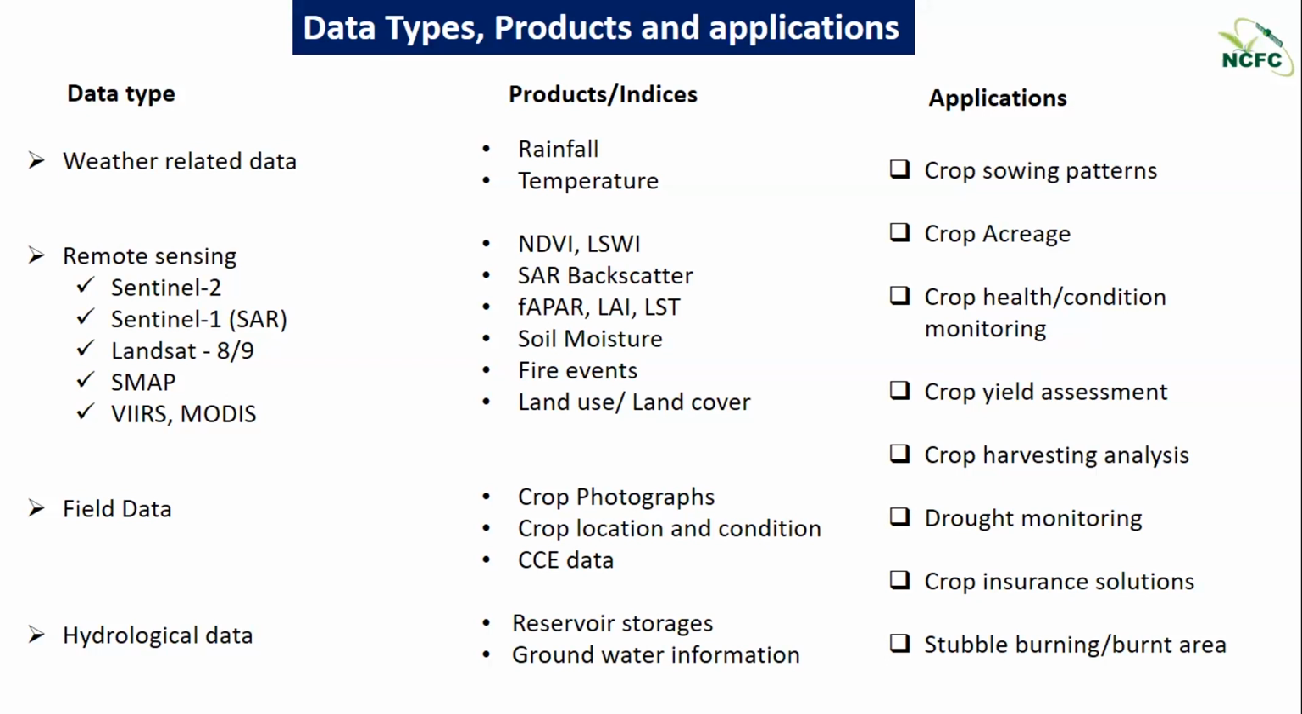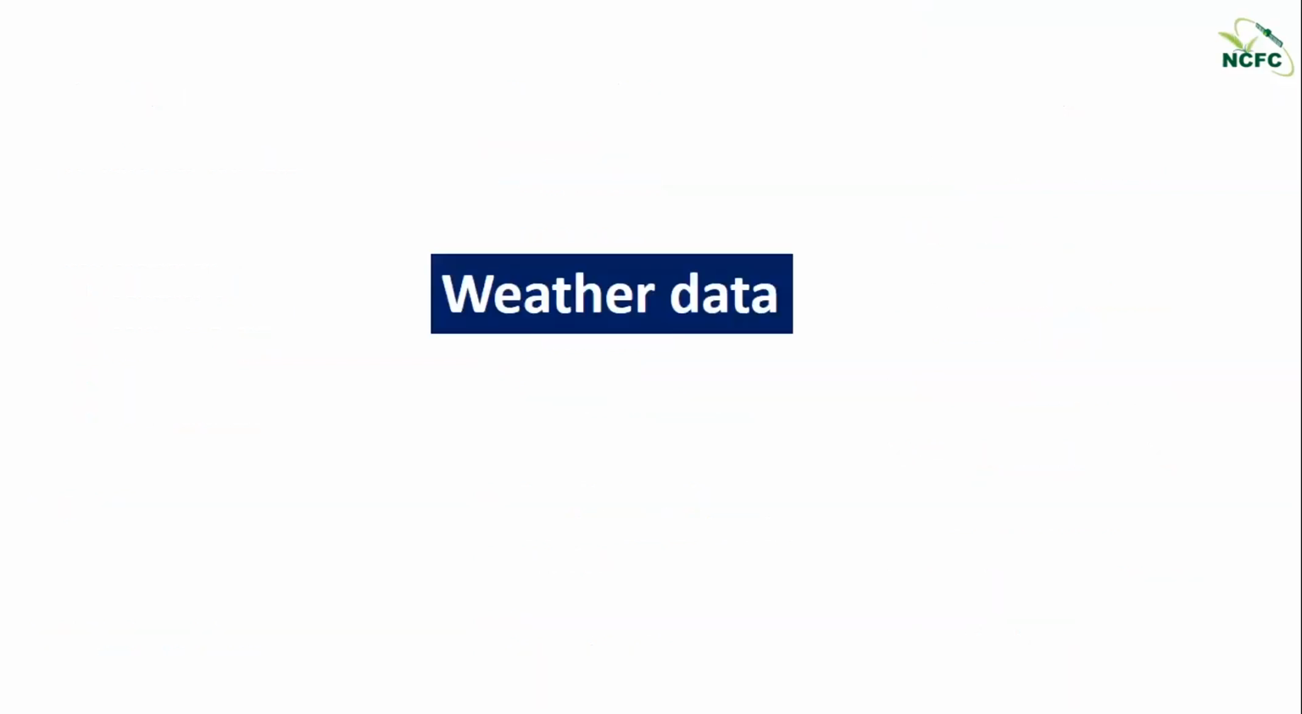And for drought monitoring, the National Drought Manual talks about various indicators such as rainfall, and even remote sensing is one of the parameters in the drought manual for monitoring and declaration of drought. And of course, for crop insurance solutions, NDVI and these remote sensing derived parameters are very important and can play a vital role. And also, of course, I talked about stubble burning and burnt area.